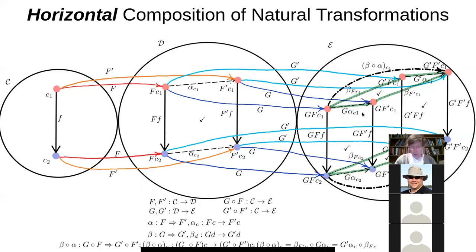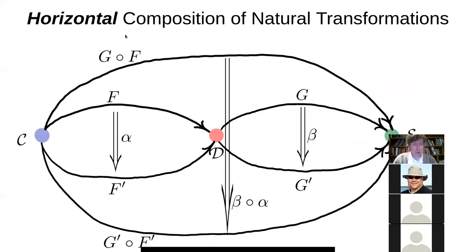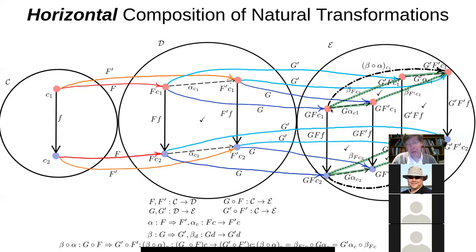So we have these natural transformations that are kind of orthogonal to one another. But then what our job in life is, remember our goal here was to get from G after F to G prime after F prime. Have we gotten anywhere with this? Well, the good news is, yeah, we did.